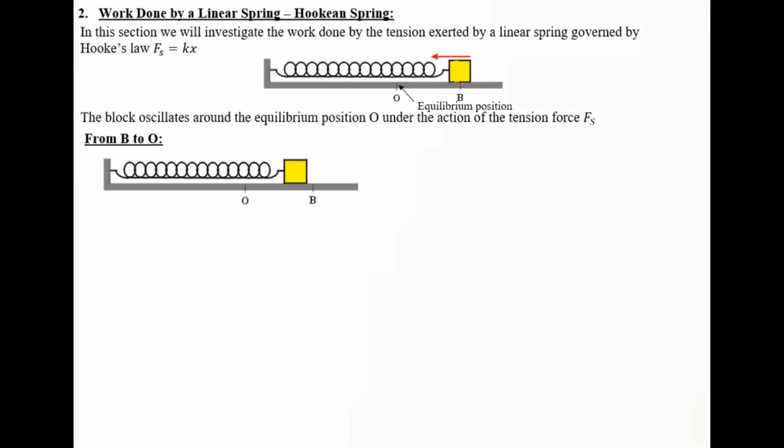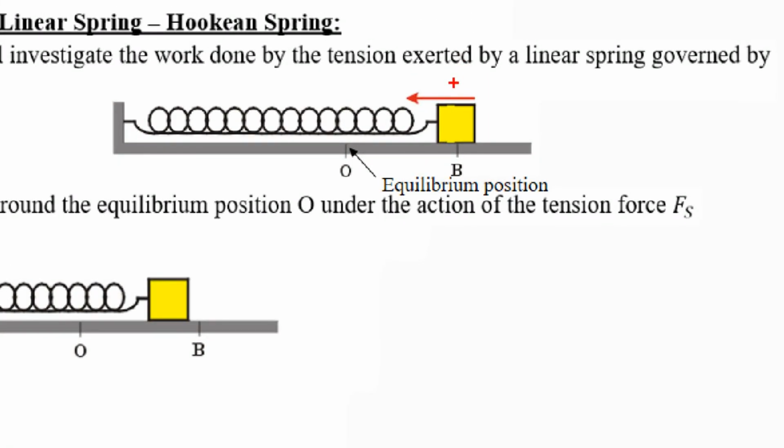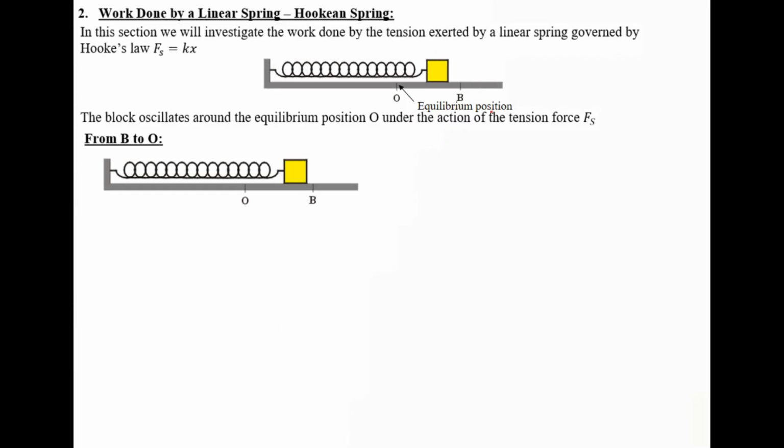If the block starts from B, oscillates to the left, and reaches B back again, this motion can be divided into 4 identical quarters. The first quarter while going from B to O, the second quarter while going from O to C, the third quarter while going from C to O, and the fourth quarter going from O to B, in order to perform one complete motion or oscillation. Now we're interested in going from B to O. We will discuss what will be the work done by the tension force.